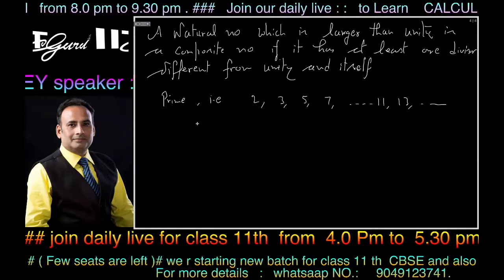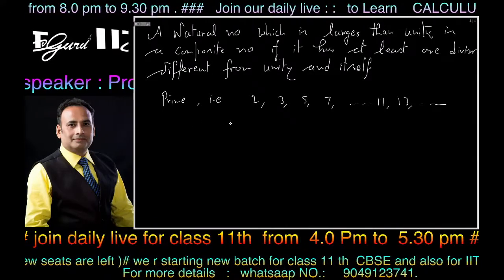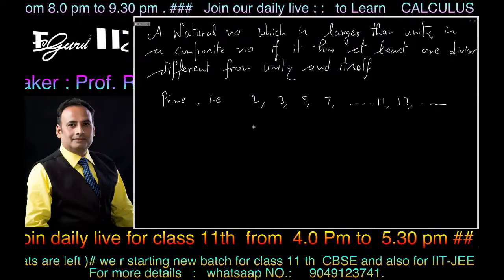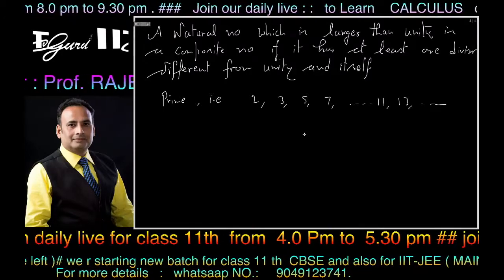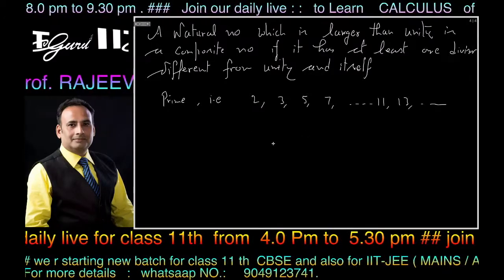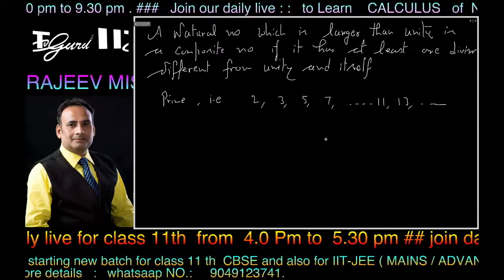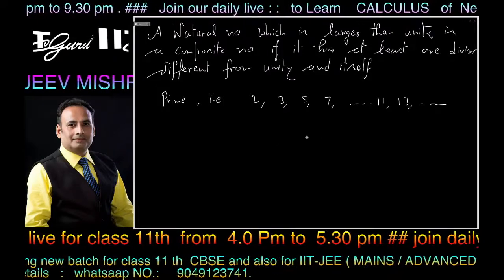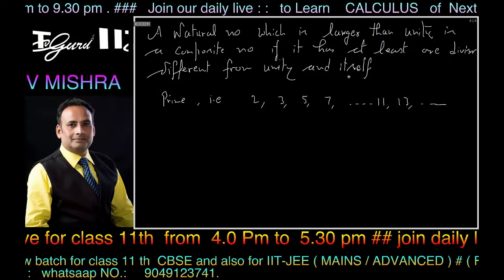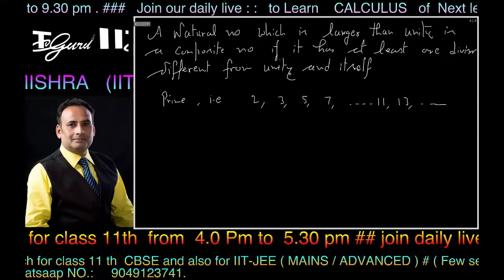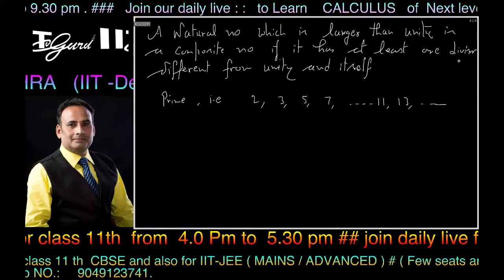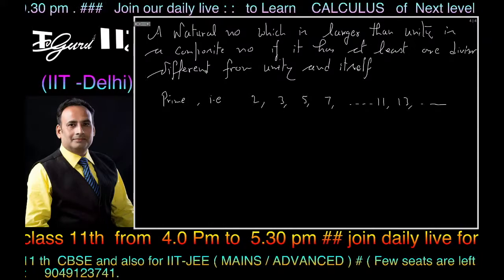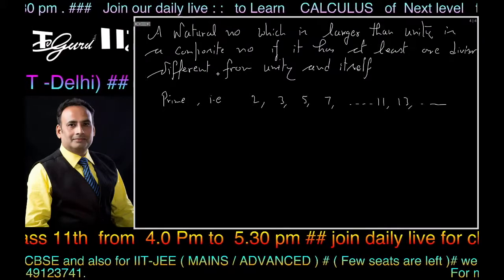Let A be a natural number. Then A is said to be composite if it has at least 3 distinct factors. Unity and itself are always factors, right? Besides those, at least one more divisor will be there. Then it is said to be a composite number.